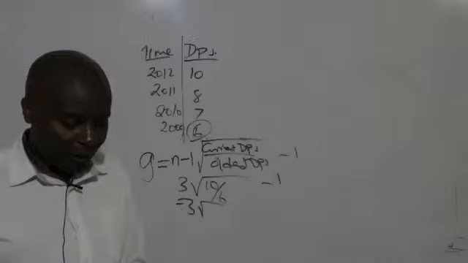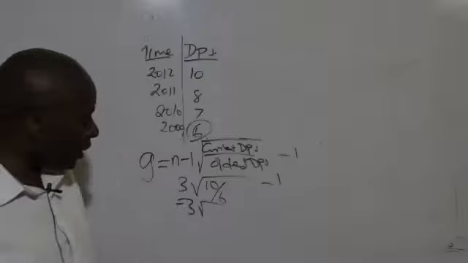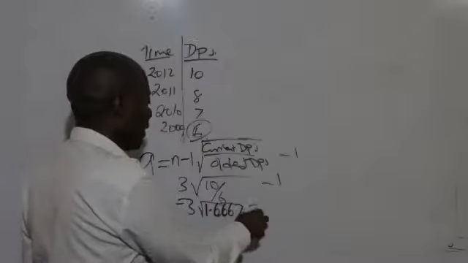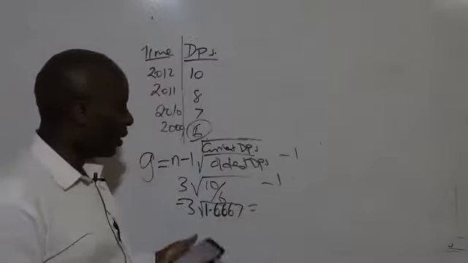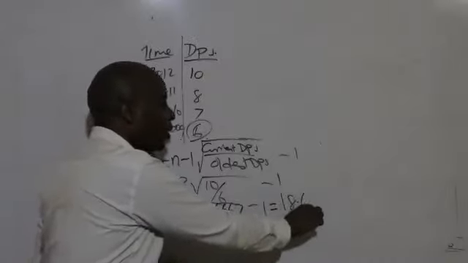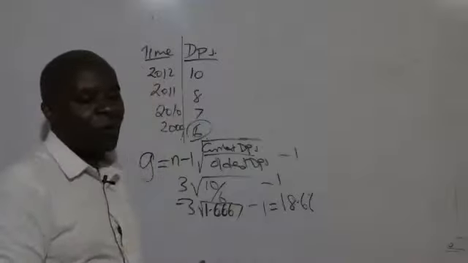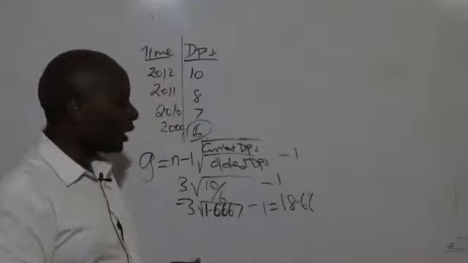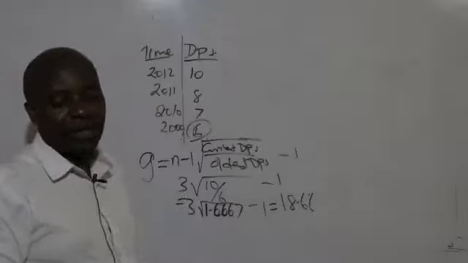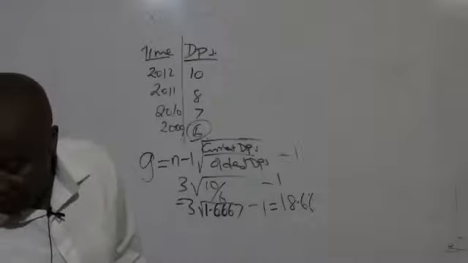So you come here and tell us 10 divided by 6. So we have here 10 divided by 6, which at the end of the day will give us 1.6667. So whatever we get, don't forget to subtract 1. That is how those students, after they got some figure and multiplied it with 100 for purpose of changing it to a percentage, got 18.6%. 18.6% is correct.